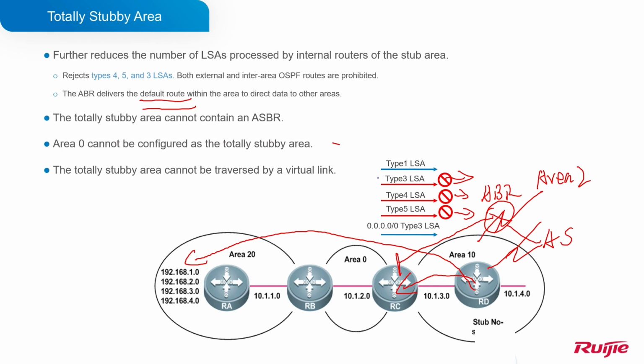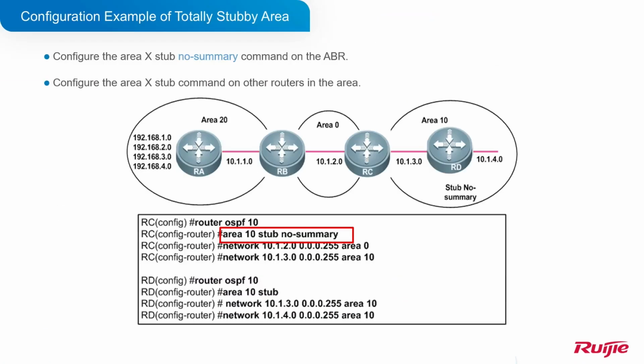So here also we can see for the communication, we use the default information with type 3 LSA information to communicate with others, and we reject the type 5 LSA, we reject the type 3 LSA, we also reject the detailed type 4 LSA. Okay, and the RC device actually can send the type 1 LSA information to RD, because the RC and RD belong to one area. Okay, so this is a totally stub area.